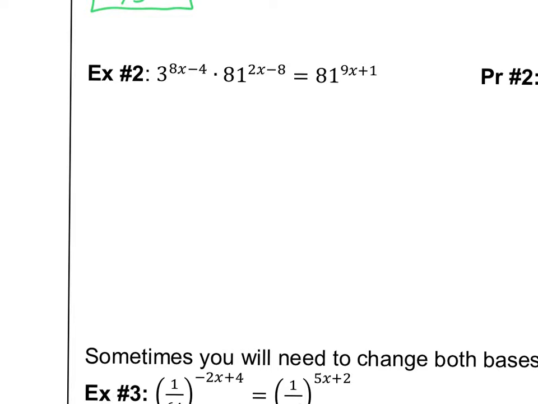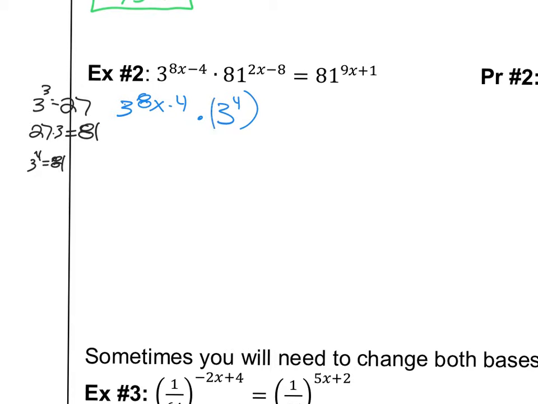But I know from before, from our previous problem, that 3 to the 3rd equals 27, and then 27 times 3 equals 81, which means 3 to the 4th equals 81. So we have 2 81s, right? We have an 81 here, and we have an 81 here. So I could rewrite both of those as 3 to the 8x minus 4 times 3 to the 2x minus 8 equals 3 to the 4th to the 9x plus 1.